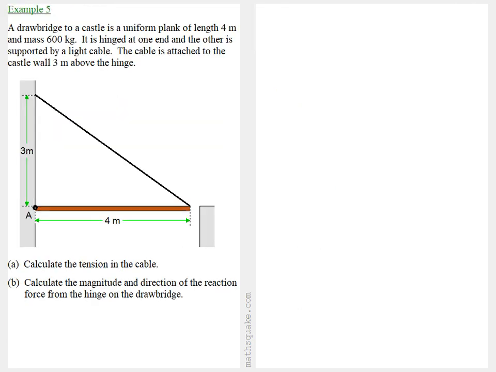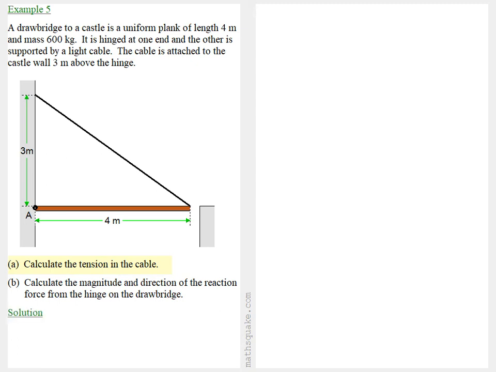Example 5. A drawbridge to a castle is a uniform plank of length 4 metres and mass 600 kilograms. It is hinged at one end, and the other is supported by a light cable. The cable is attached to the castle wall 3 metres above the hinge. In part A, we're asked to calculate the tension in the cable.